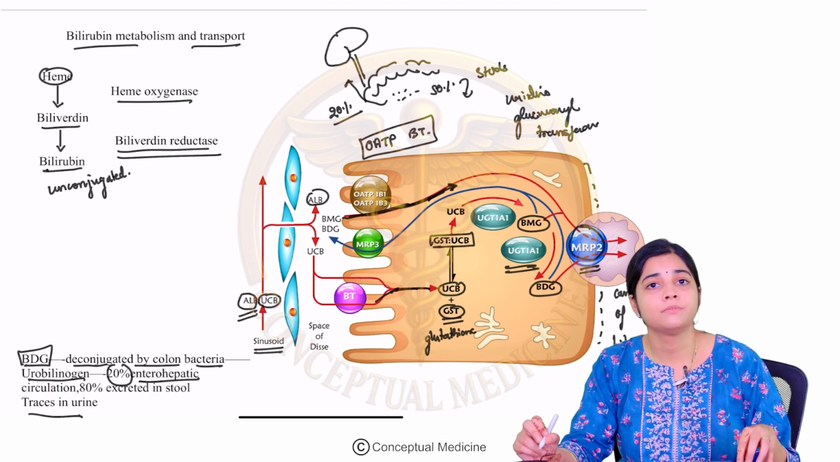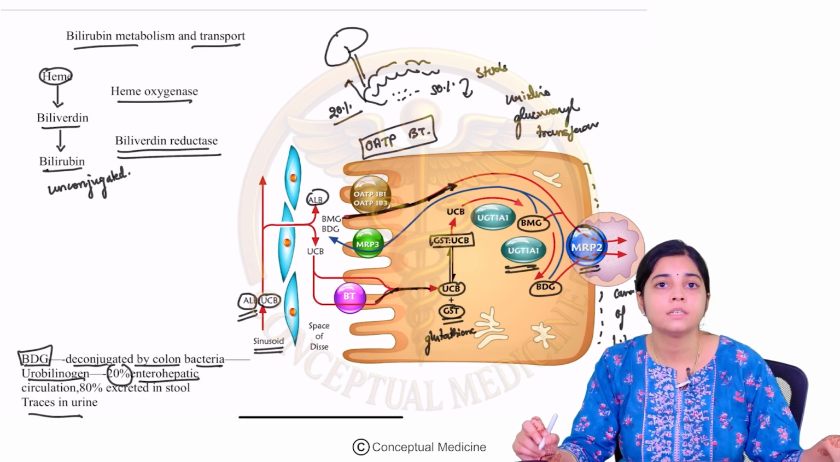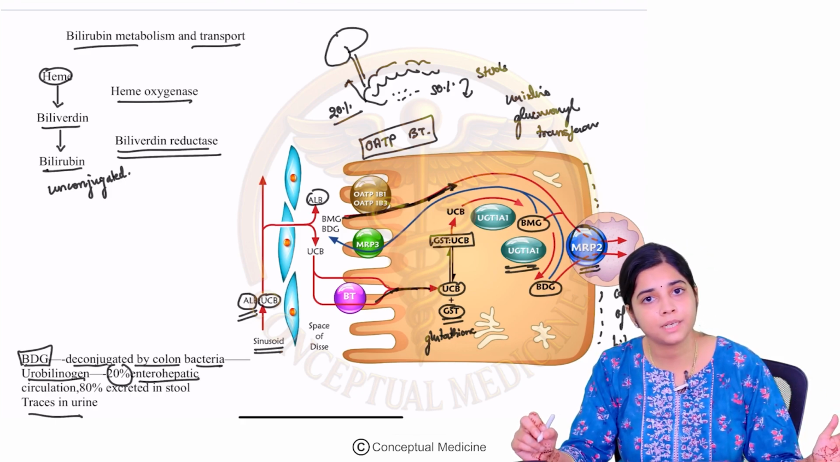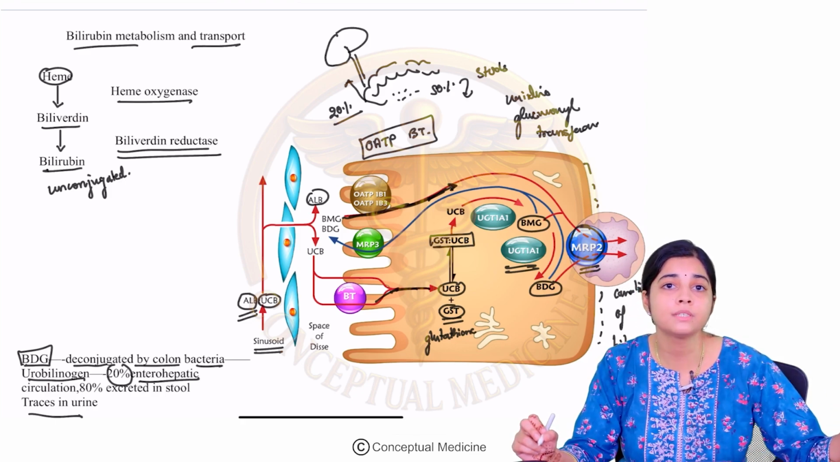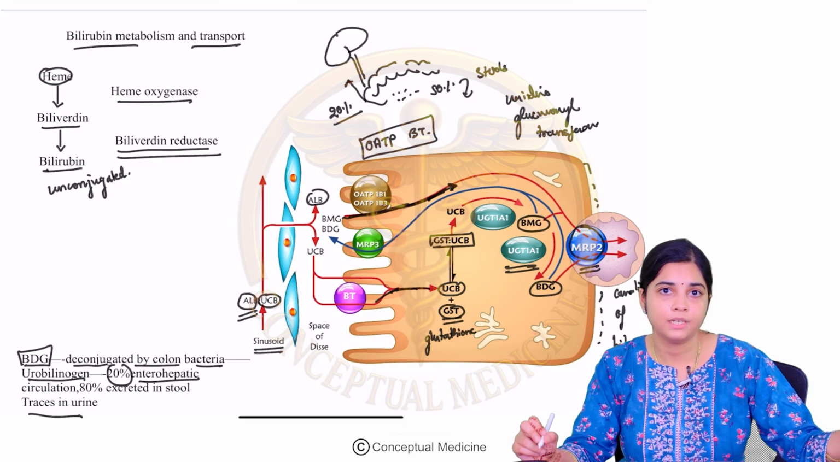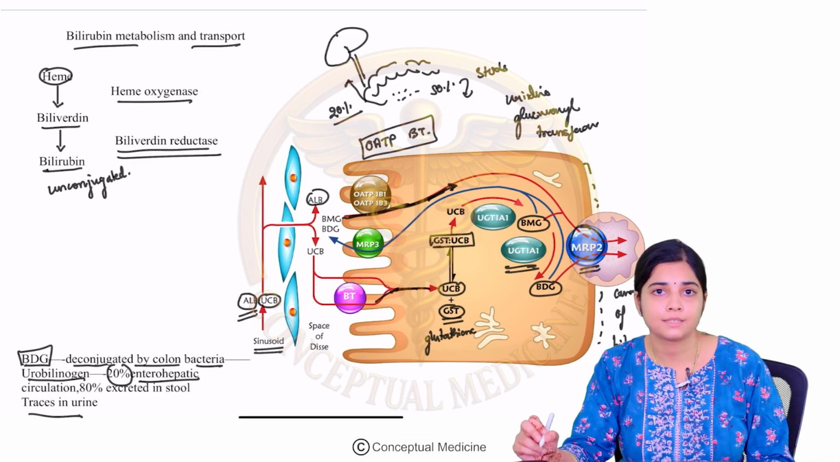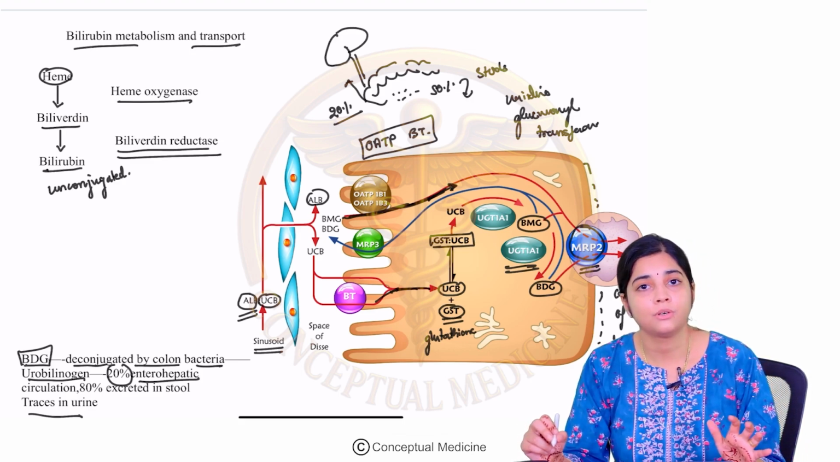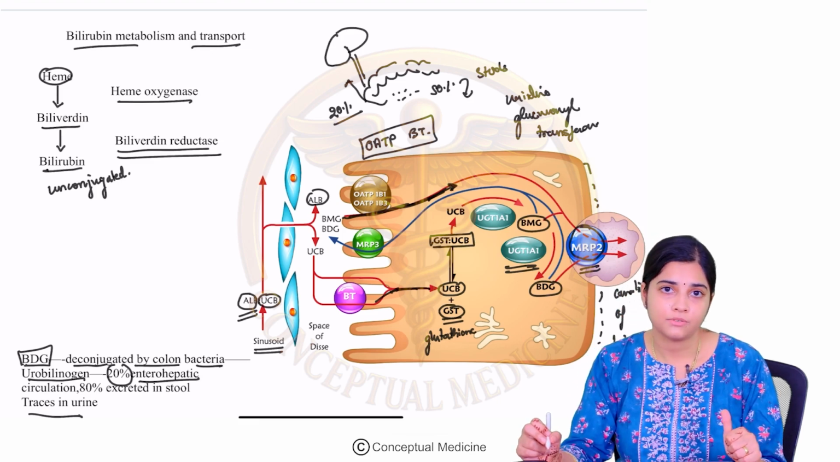Then 20% of which undergoes enterohepatic circulation. So this conjugated bilirubin gets deconjugated by the colonic bacteria, 20% of which undergoes enterohepatic circulation, and 80% of which is excreted in the form of urobilinogen in the stools, and there are traces found in the urine as well. So this is about your bilirubin metabolism and transport.